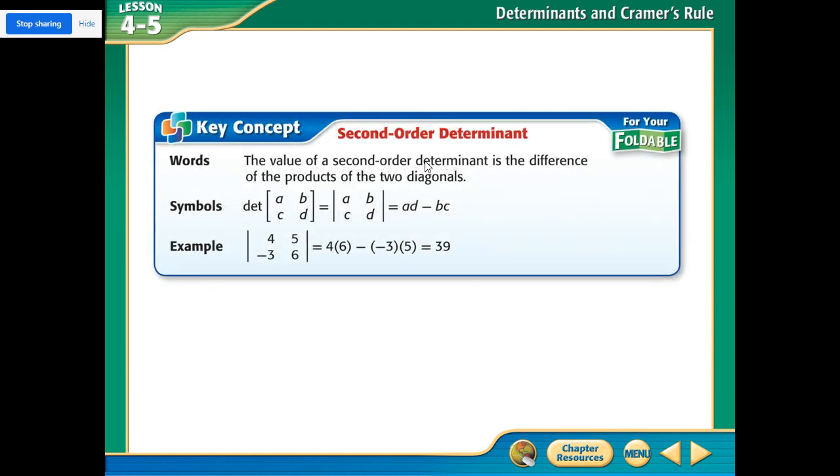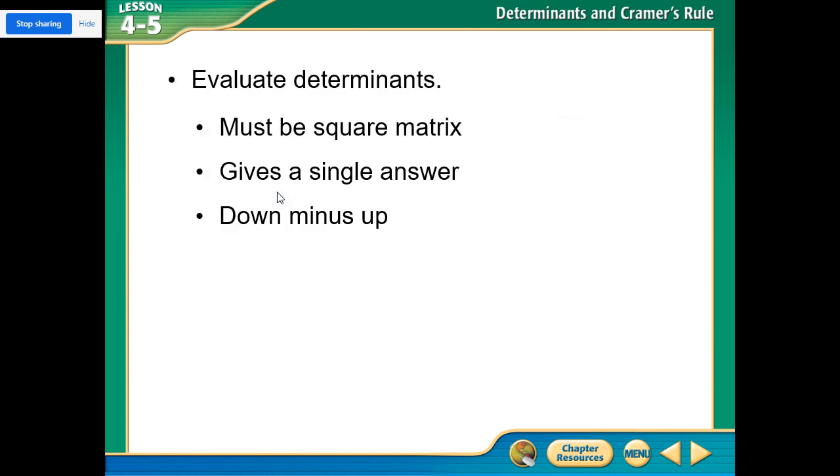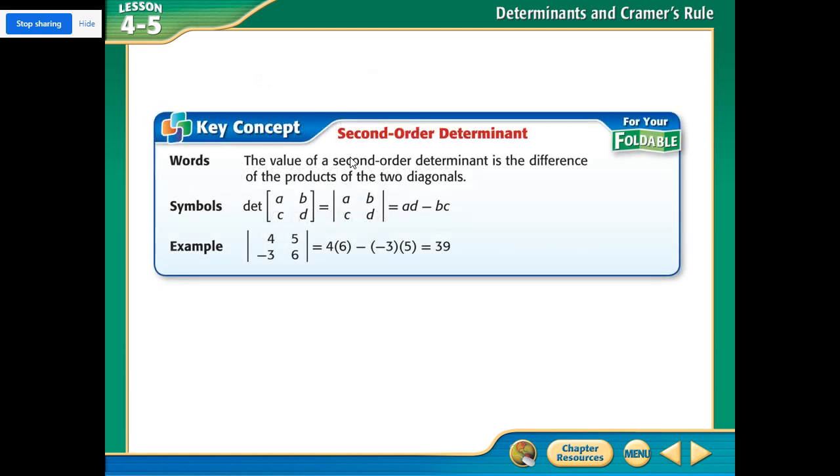All right, so this is a second order determinant because it's a 2 by 2. Again, being a square matrix, it means that, I guess I didn't explain that very well. To be a square matrix, it has to be a 2 by 2 or a 3 by 3 or a 4 by 4, and so on and so forth. A 2 by 3, you can't do a determinant with. So anyways, we have a second order determinant, which is a 2 by 2.